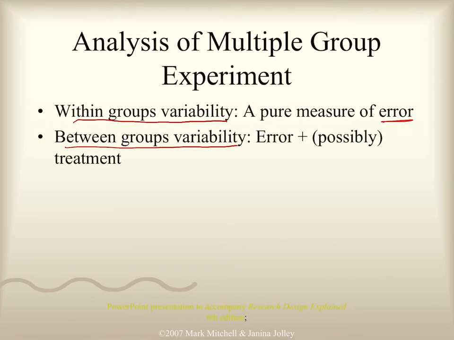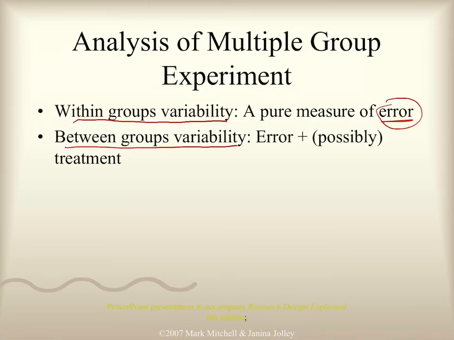This is how people within a single treatment group vary from one another. In other words, people getting the exact same treatment or manipulation still differ in their scores on a dependent variable. This we can't explain, so we call it error.